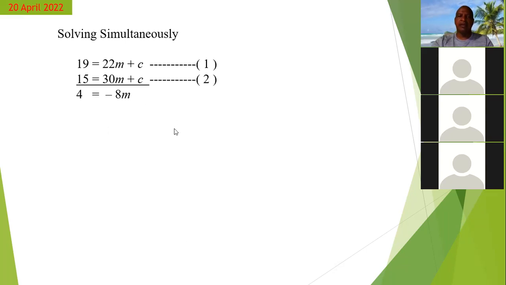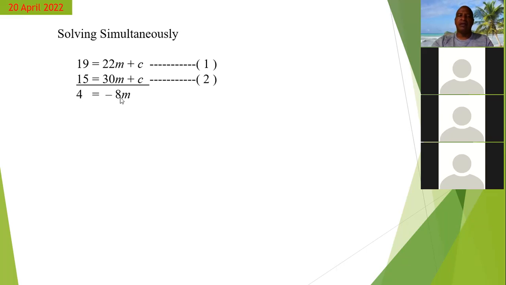Some of you may already be familiar with simultaneous equations. Once the signs are the same, so above you have 2 pluses, then what you will do is subtract the bottom equation from the top equation. So you take away 15 from 19, you get 4 on the left-hand side. 22m minus 30m, you get negative because you're taking away a larger number from a smaller number, so the result is going to be negative 8m, right? And c subtract c will give you 0.